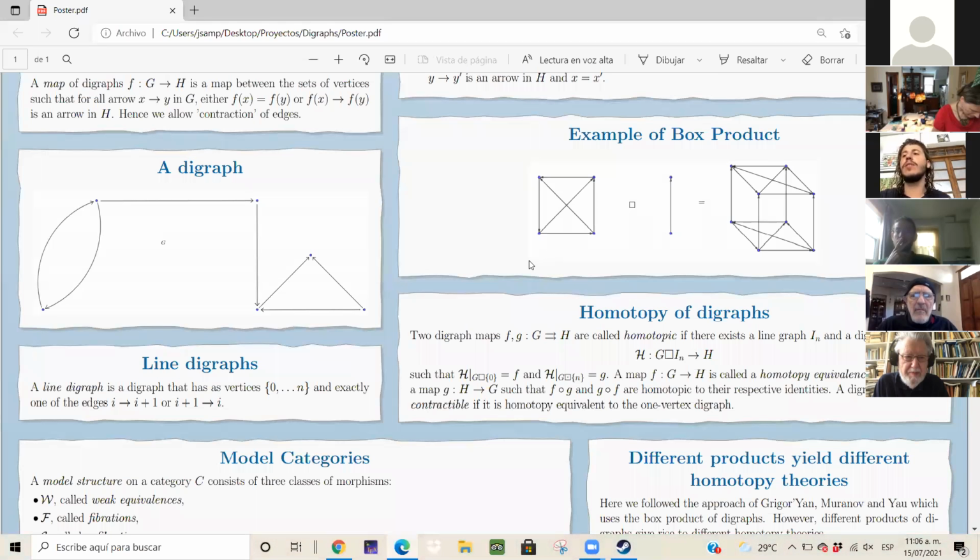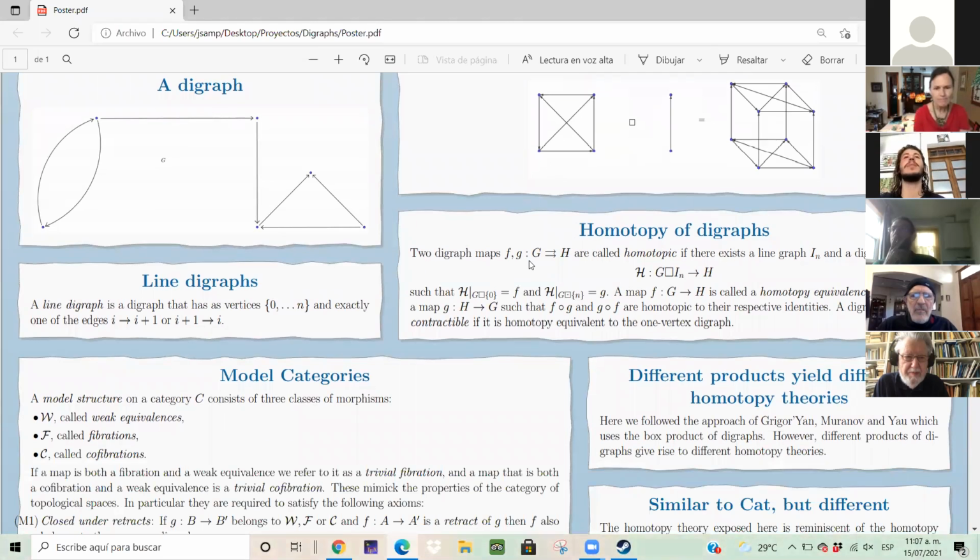And now we can finally establish the definition of homotopy of digraphs. Two digraph maps, F and G from G to H, are called homotopic if there exists a line digraph I_n and a digraph map H from G box I_n to H, such that restricted to the 0th face it is equal to F, and restricted to the nth face it is equal to G. A map is called a homotopy equivalence if there exists a map such that they are homotopy inverses. So the compositions are homotopic to the respective identities.